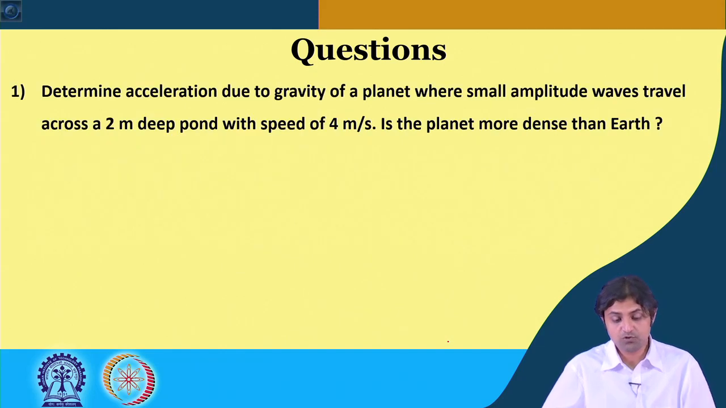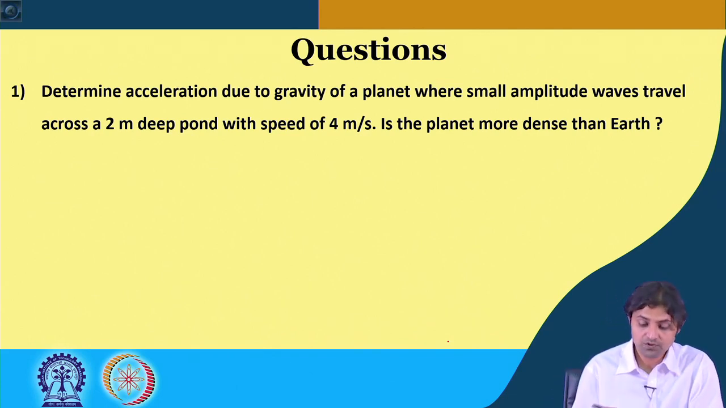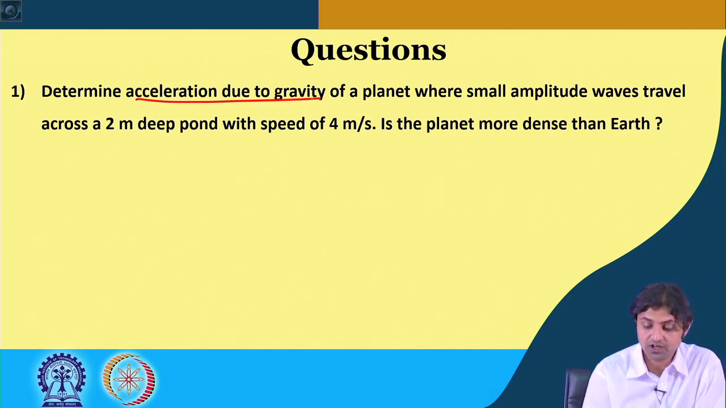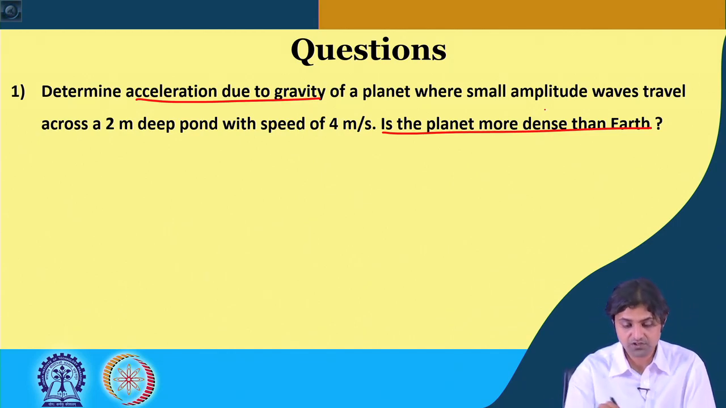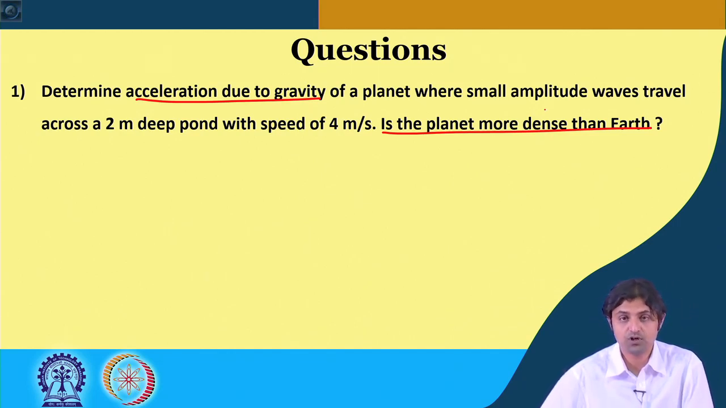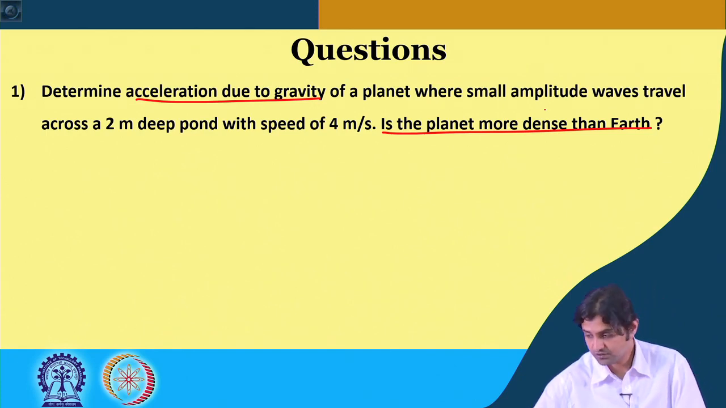So, now there are some questions. It says: determine the acceleration due to gravity of a planet where small amplitude waves travel across a 2 meter deep pond with speed of 4 meters per second. There are two parts to it. We have to find the acceleration due to gravity, and the other part is whether the planet is more dense than the earth. All right. This is a very vague question, but more importantly we should know how to solve it.